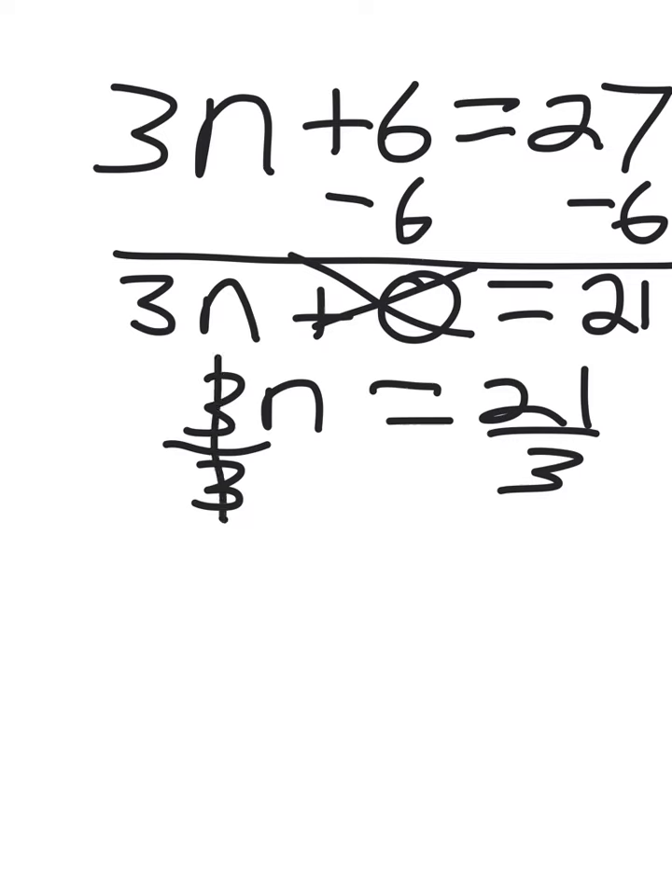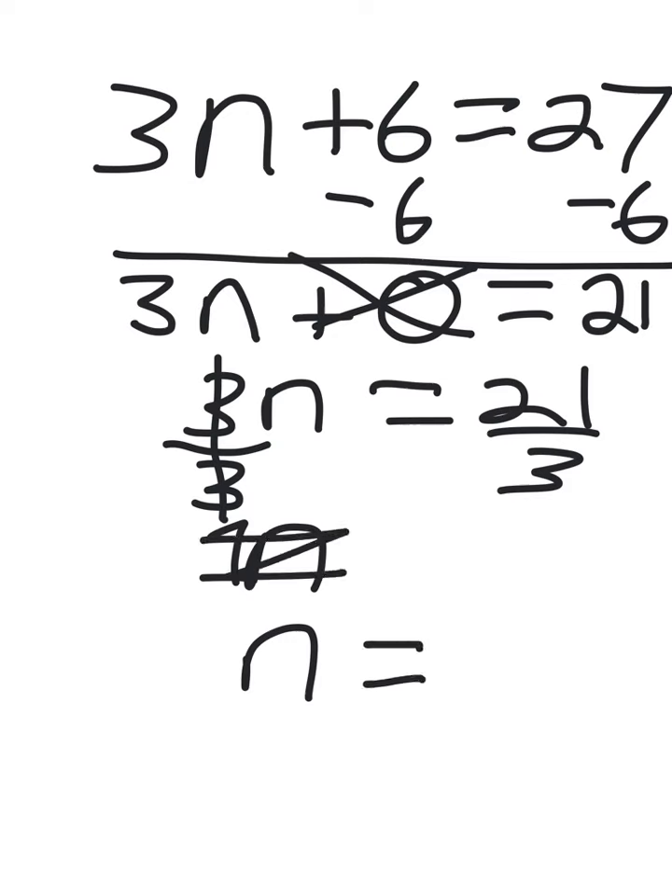Now 3 divided by 3 is 1, and 1n is simply n. I could write it as 1n, but no one ever really does that. If there's only one of them, we just write it as n. n is equal to 21 divided by 3, which is 7. And that is your tutorial for two-step equations.